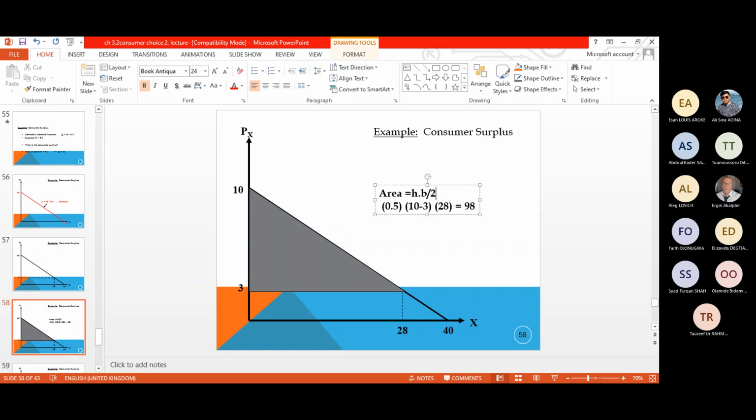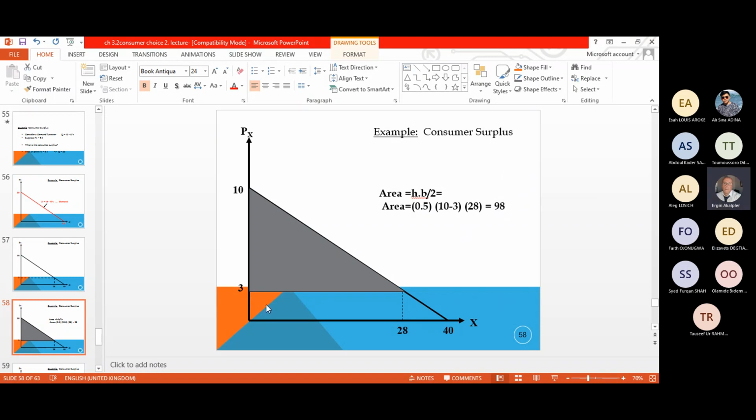Did you get it? Then 0.5 is 1 over 2. Therefore, if you calculate this area, you have 10 minus 3, which is the height, and the base is 28. Height times base divided by 2, which is 0.5, gives you 98.